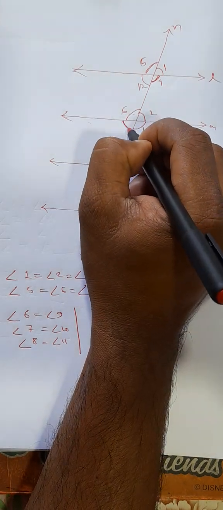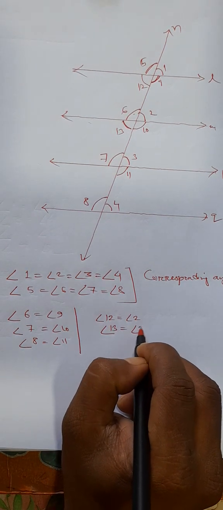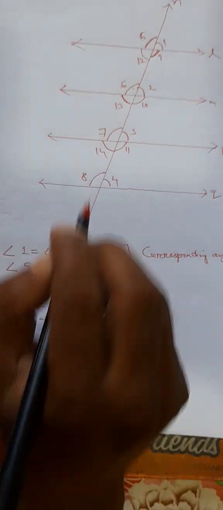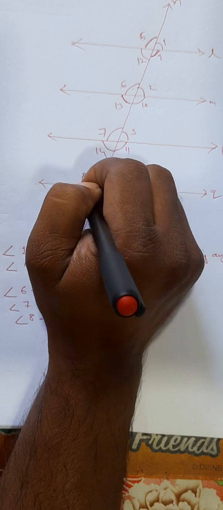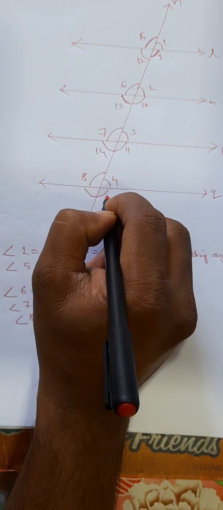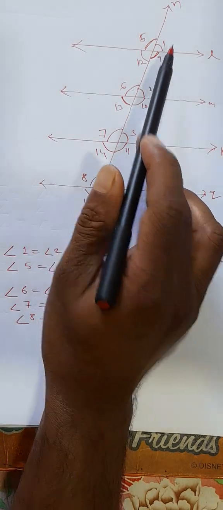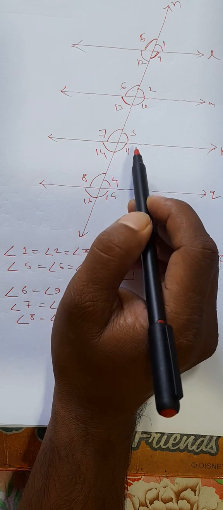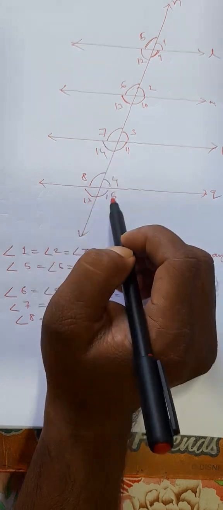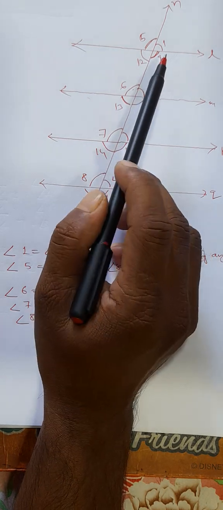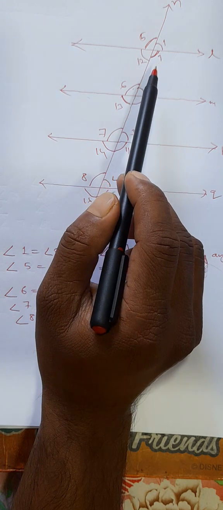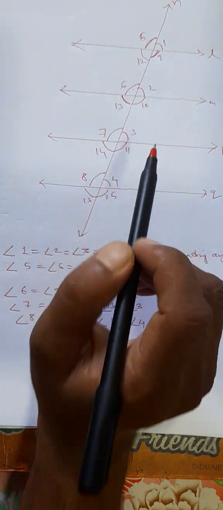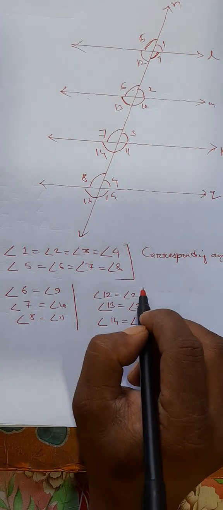Then angle 13 equal to angle 3. Then angle 14 equal to angle 4. These are alternate interior angles. Now you can find alternate exterior angles also. Suppose these are 15, 16. So you can say angle 1 equal to 16, 5 equal to 15, right? Alternate exterior angles. Or you can say angle 3 equal to angle 16, 7 equal to 15, 6 equal to 11, 2 equal to 14, 5 equal to 10, 1 equal to 13. These are alternate exterior angles, right? So we name these as alternate angles.